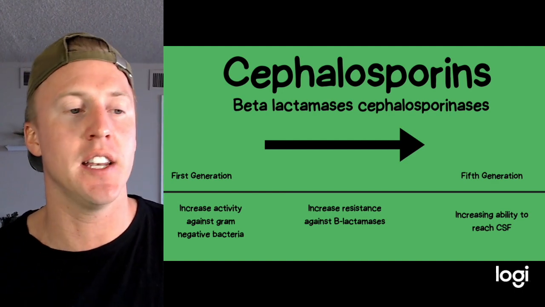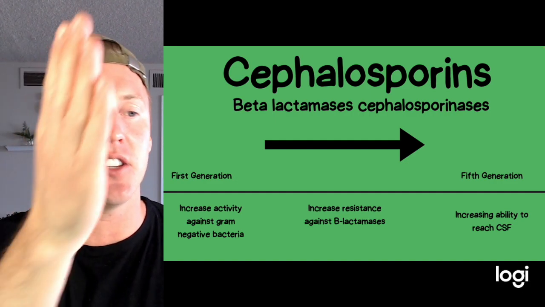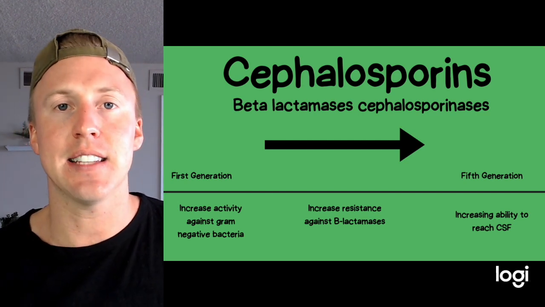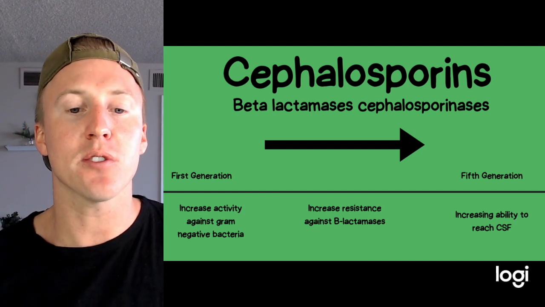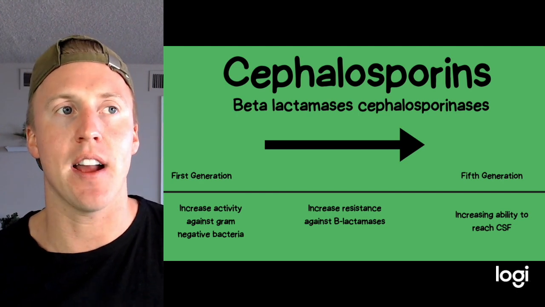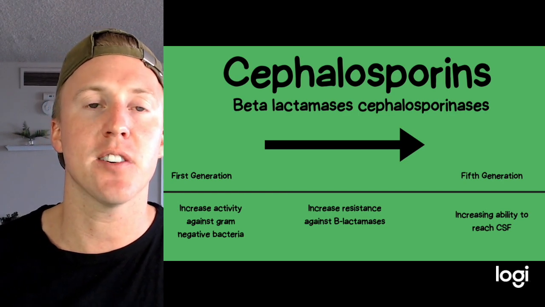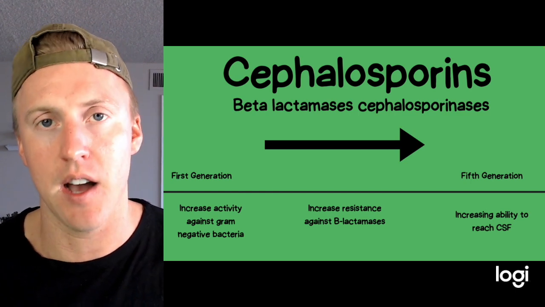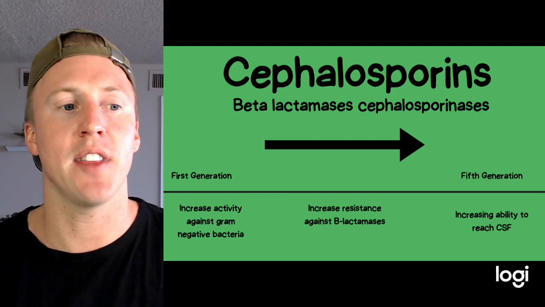Now, cephalosporins, there's a ton. We have first generation all the way up to our fifth generation. And the idea here is as you go from first to fifth generation, three things happen. One, these cephalosporins increase activity against gram-negative bacteria. They also increase resistance against these beta-lactamases, so they're better at overall fighting off that bacteria that's trying to shut them down, and they increase their ability to reach the CSF. So obviously, if you have a patient with meningitis, for example, you'd want to use more of a fourth or fifth generation cephalosporin than a first.